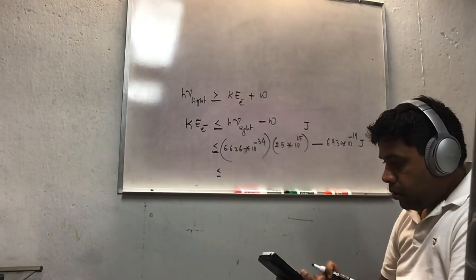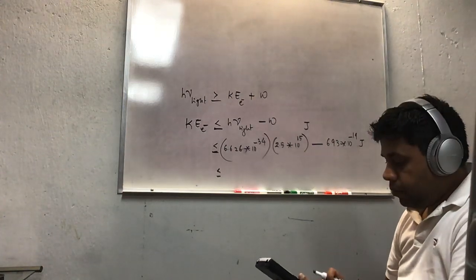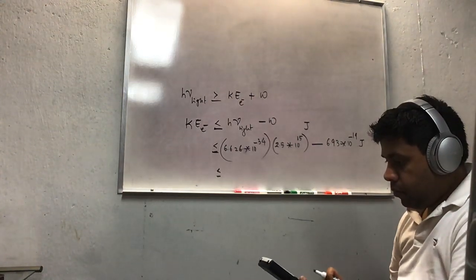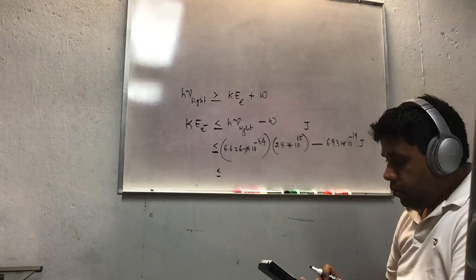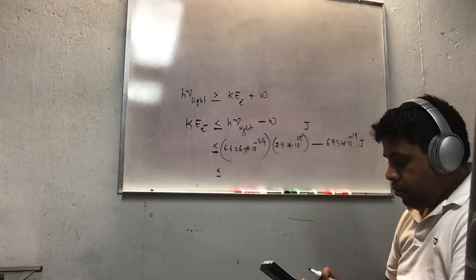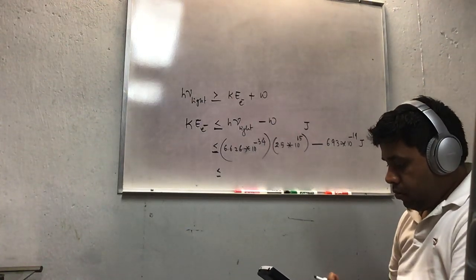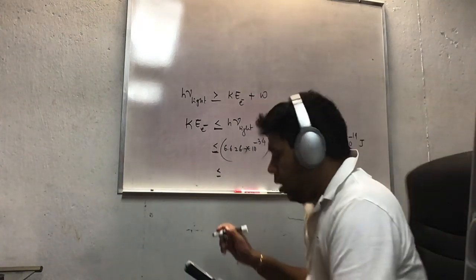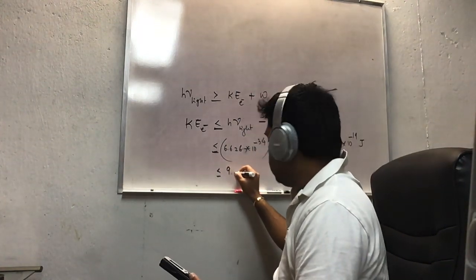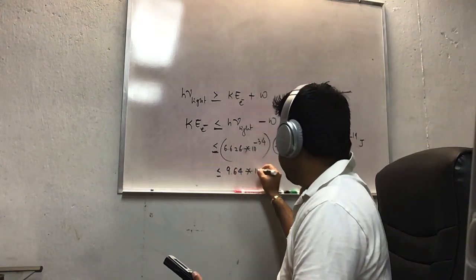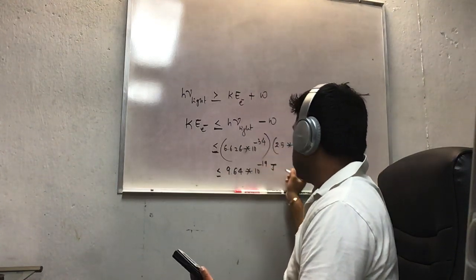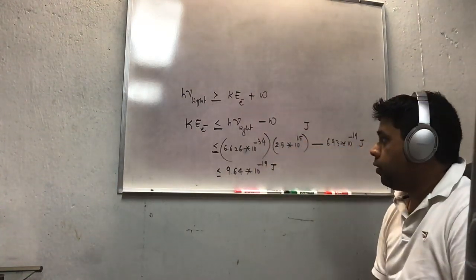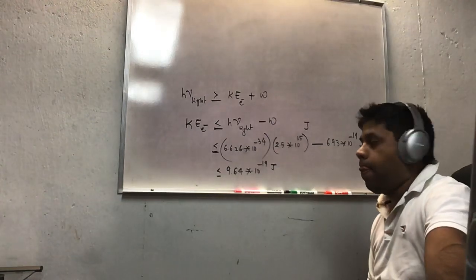6.626. All right, I'm getting 9.64 times 10 raised to negative 19 joules as the kinetic energy of the electron.